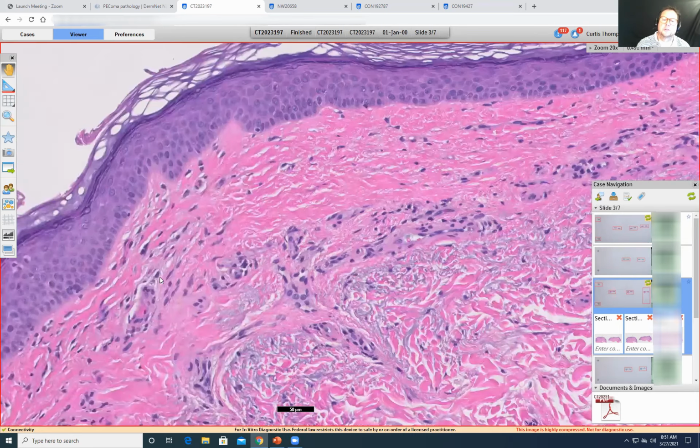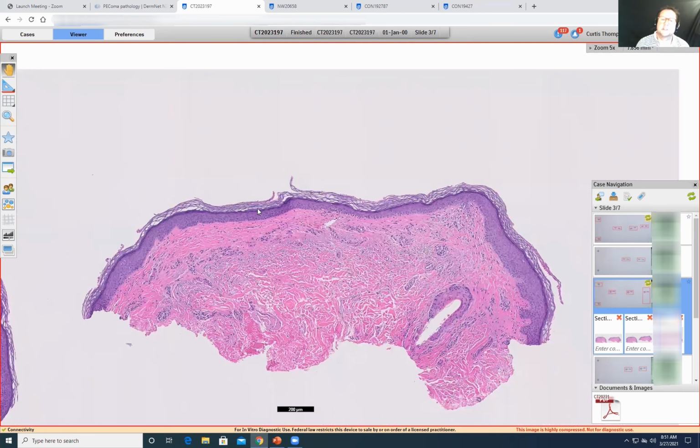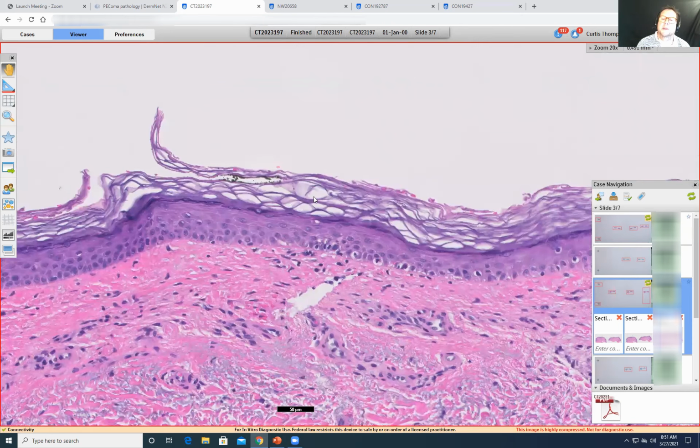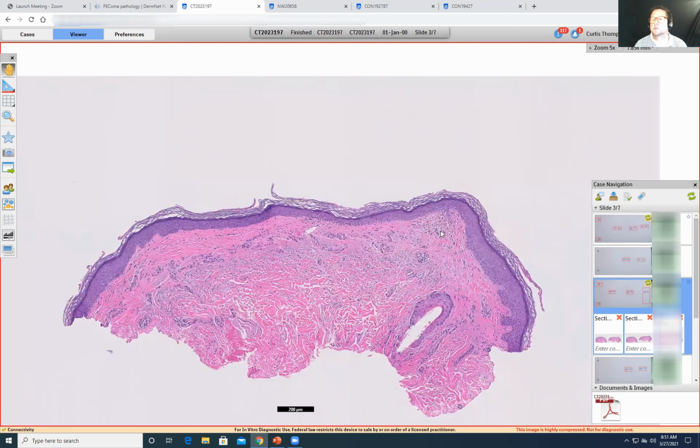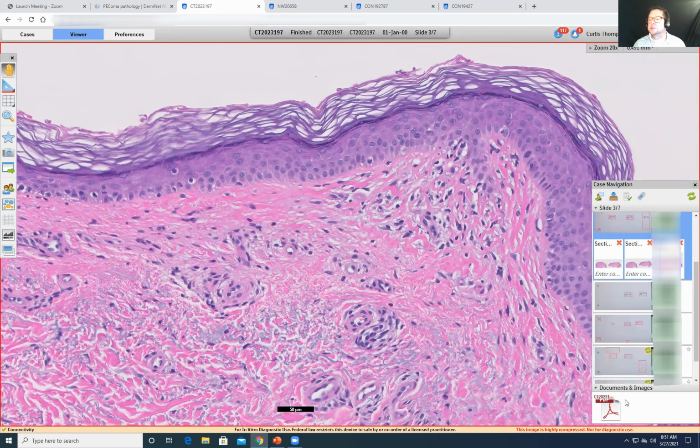Not quite sure. But PAS is negative. It's not tinea. It's not psoriasis. It's not rubbed. See the nice stratum corneum basket weave. This artifactual basket weave is a normal finding. So we do have a little bit of an inflammatory process. So what does this end up being?